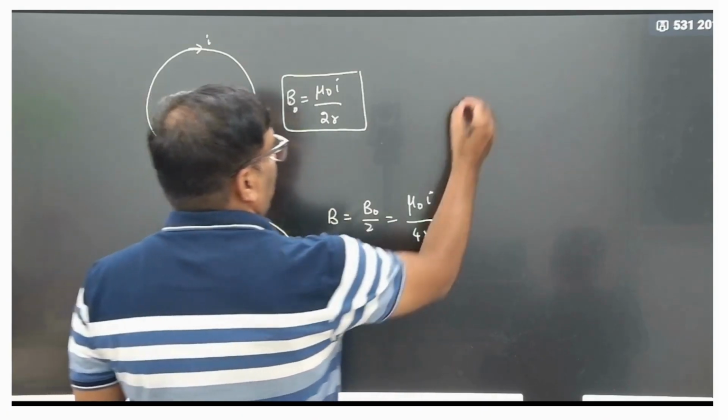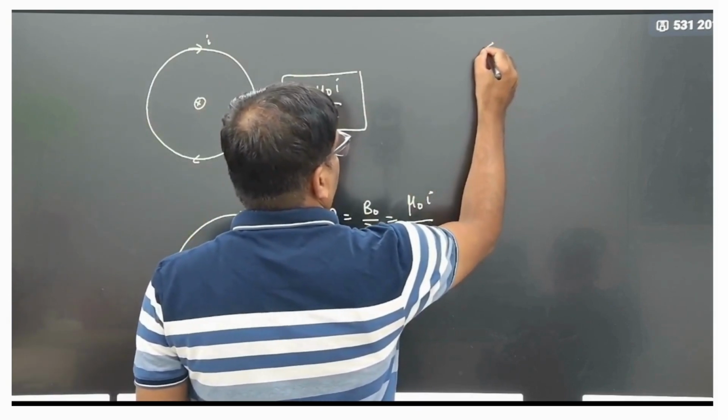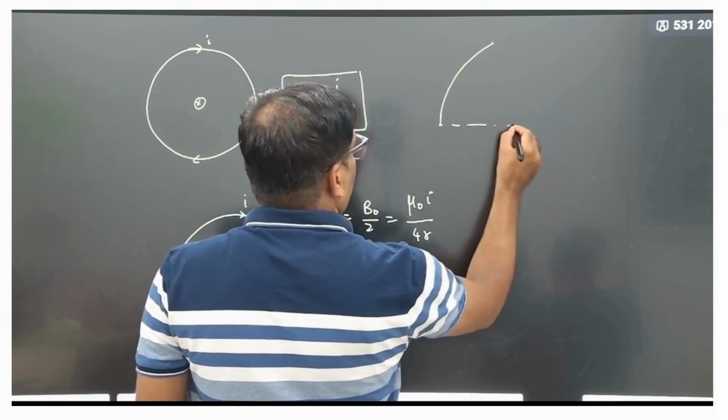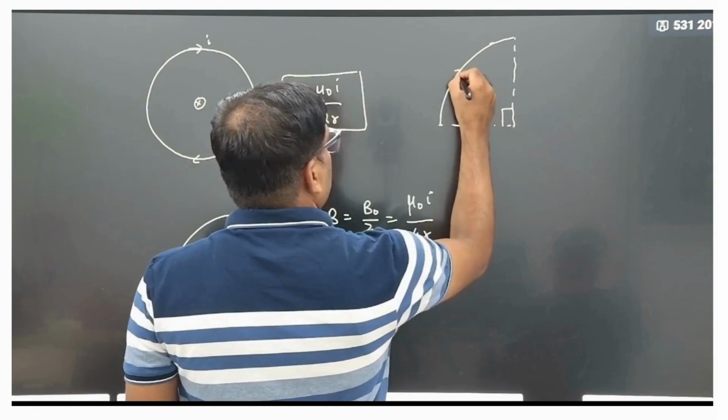If you take one quarter of the coil, we can divide this part, so I will take one quarter of the coil. What will you get now? This is 90 degrees, and this is your current.